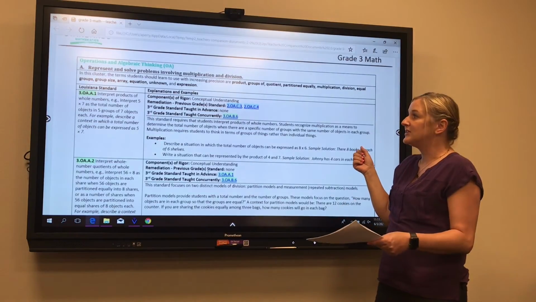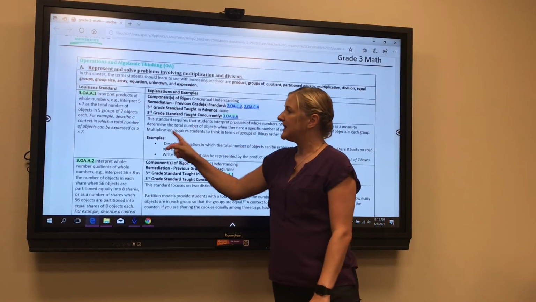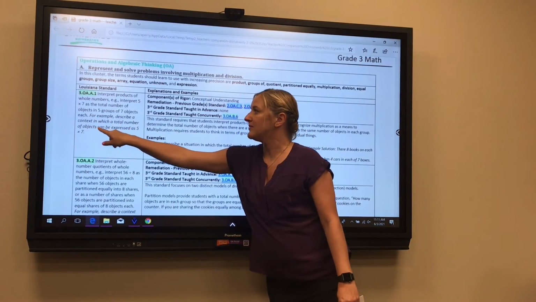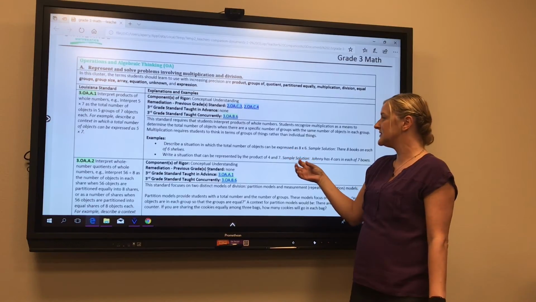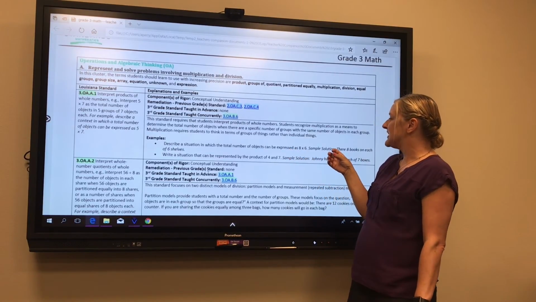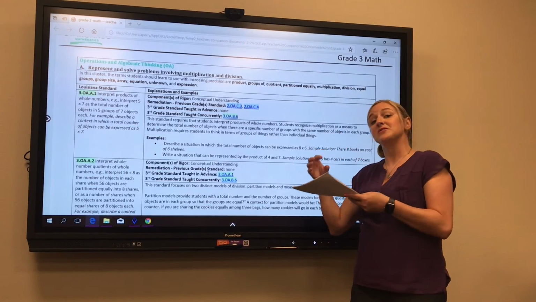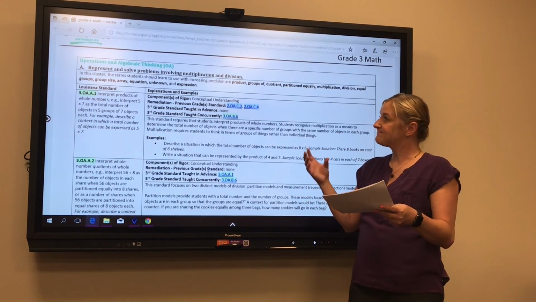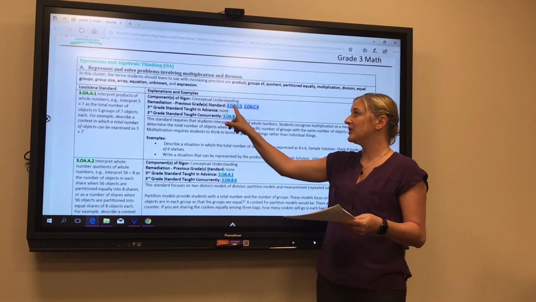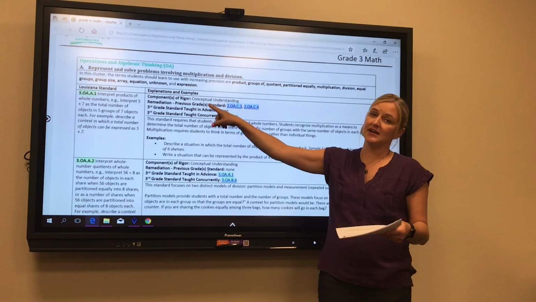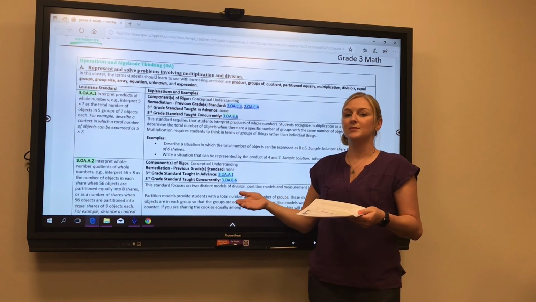I also want to look at any specific strategies that are called out. So I may think of them as total number of objects or arrays and groupings of objects. I will also think of the objects being in groups rather than individual things. This standard really focuses in on the component of rigor of conceptual understanding, because again, this is the first time students are introduced to multiplication.